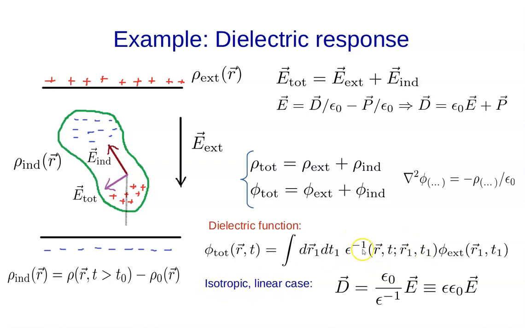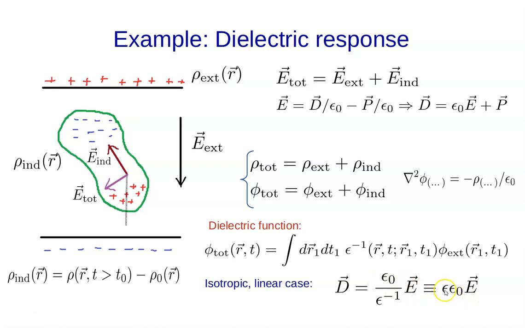In the isotropic case, if this doesn't depend on position, and this is linear, this might not be a tensor, for instance, where D and E are proportional to each other. They're in the same direction. This is not always the case. Like here, it's definitely not, but it could be. Then you would have this expression.